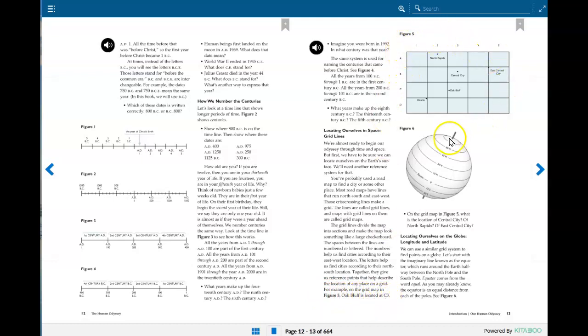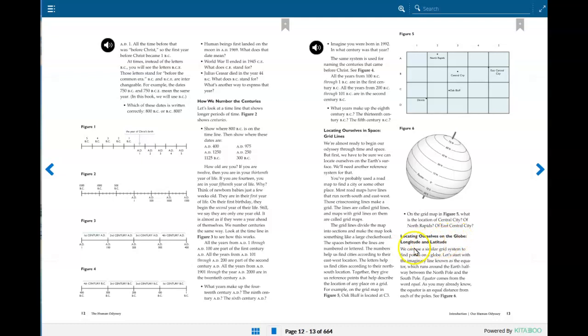So here's Figure 5. Here are those letters, A, B, C, D, and then 1, 2, 3. So if we go C, so this is north and south, and then this would be east and west. C would be right here, and then 3, Oak Bluff. So that helps you find that. On the grid map in Figure 5, what is the location of Central City, of North Rapids, of East Central City? And we'll do that during class.